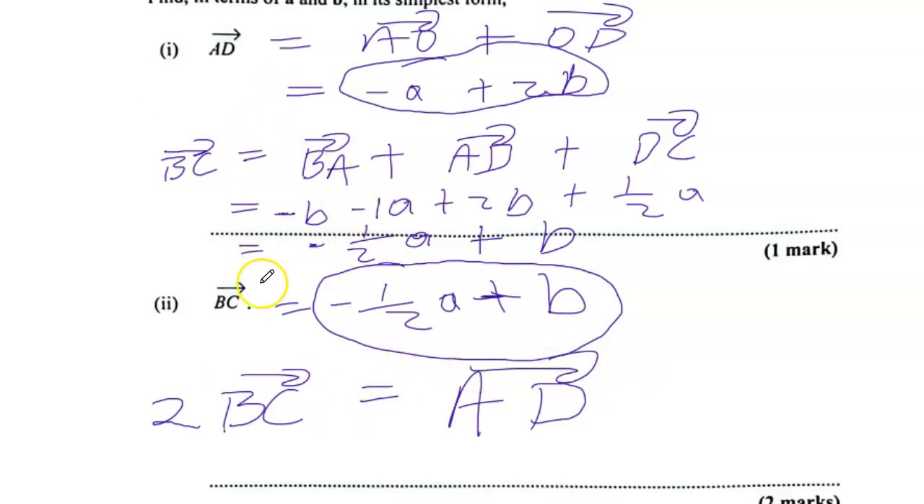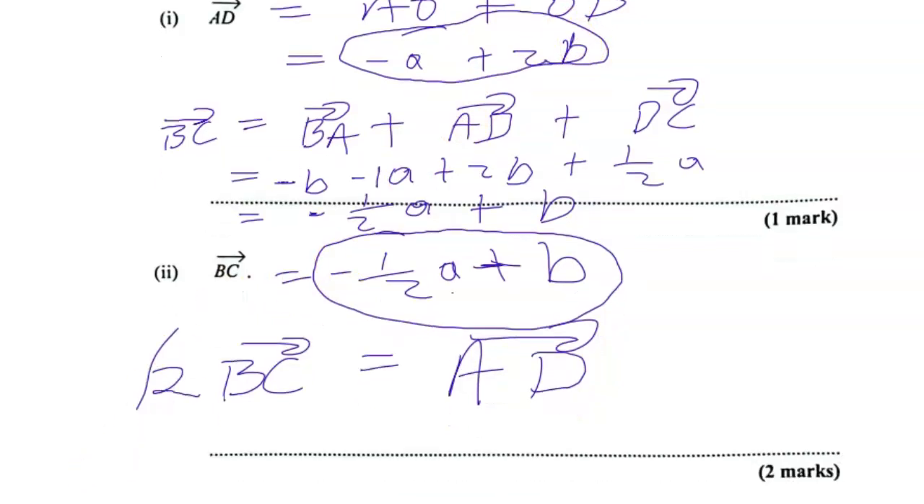So 2 times BC: here's BC. If you multiply BC by 2, 2 times negative half a, that's negative a, and 2 times b, 2b. So 2 times BC, you'll end up with AD.